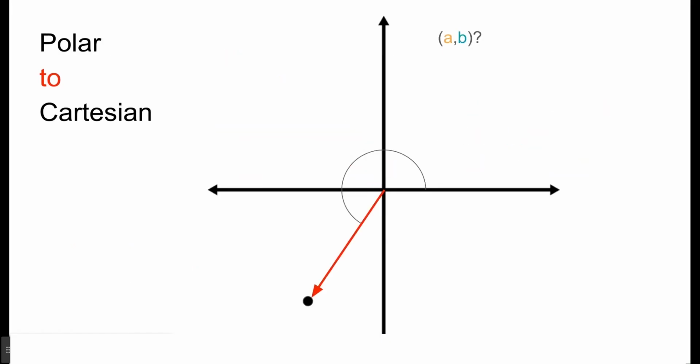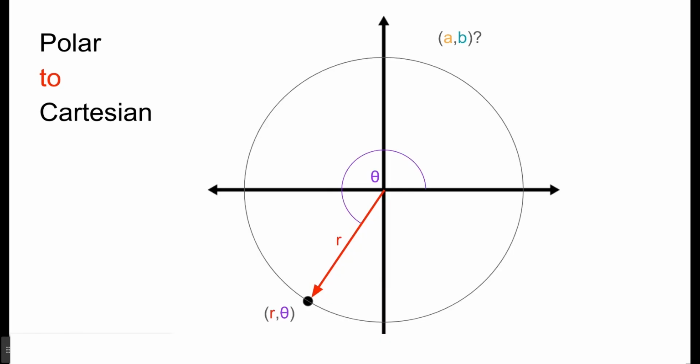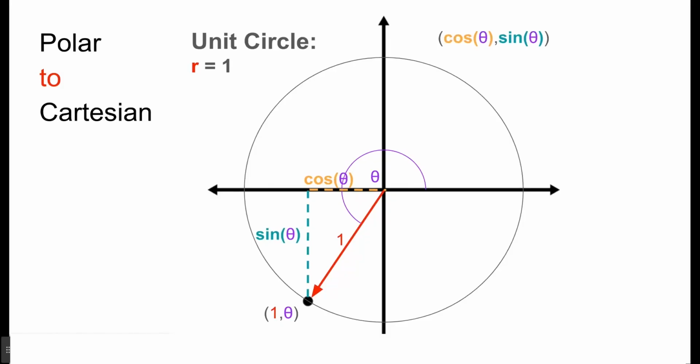Now, imagine if we're going from polar to Cartesian, then we'll have a distance r, and we'll have the angle theta. And then that distance r can be anywhere on this circle based on our angle theta. But recall, imagine if that radius was 1. For any angle theta, if we have a radius of 1, we end up forming the unit circle. And on the unit circle, our x value will always be cosine of theta, and our y value will always be sine of theta. So our Cartesian coordinate will just be cosine of theta, sine theta.